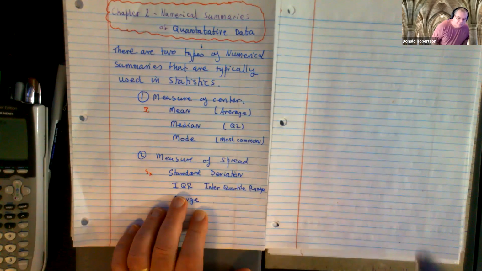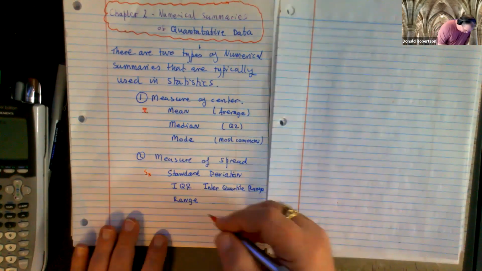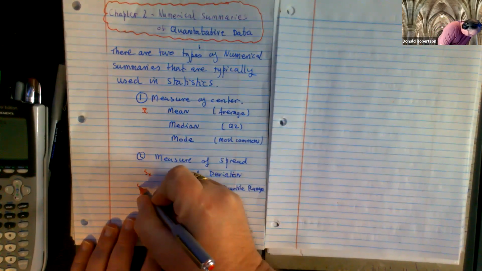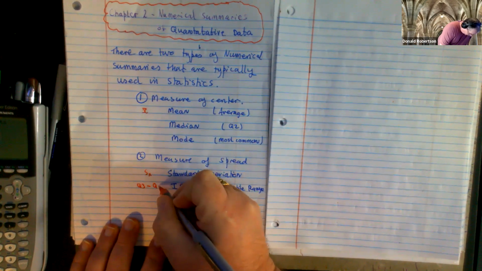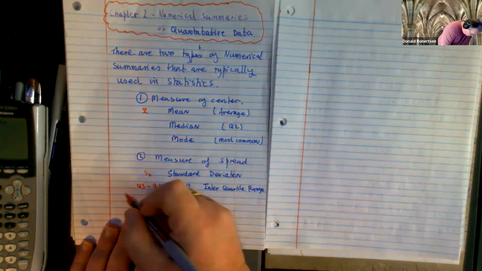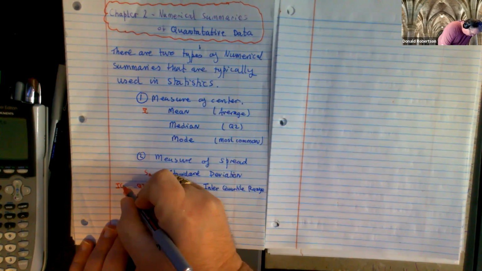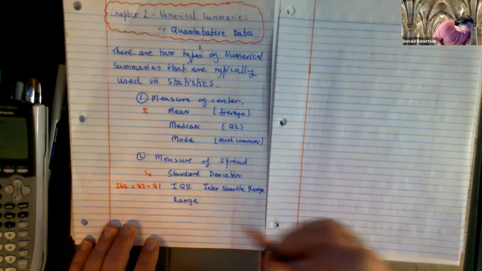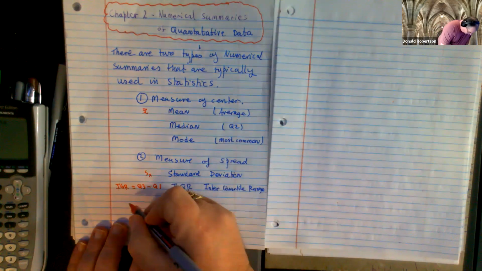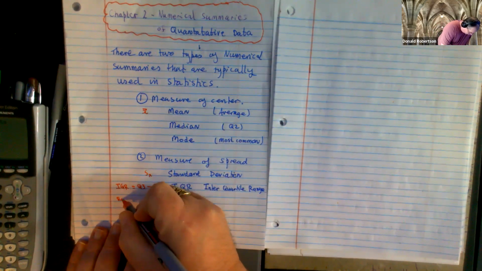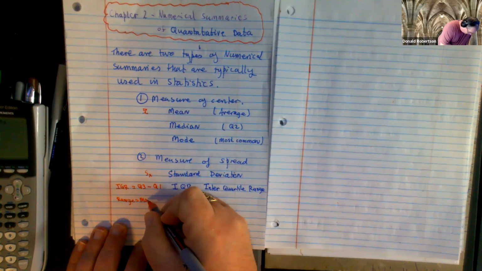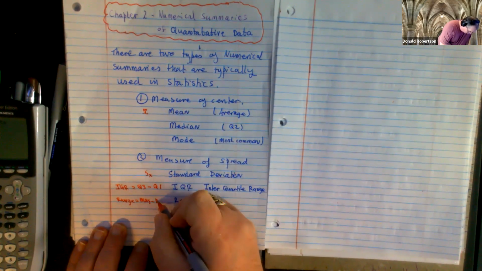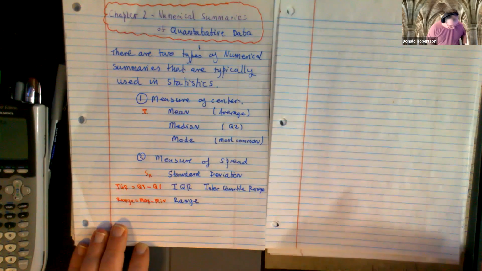Where was it? We have the interquartile range, which you actually get by simply taking the value of Q3 and subtracting Q1 from it. And that's called the interquartile range, which is that guy. And then you get the range, and the range, you get that by taking the maximum value and subtracting the minimum.